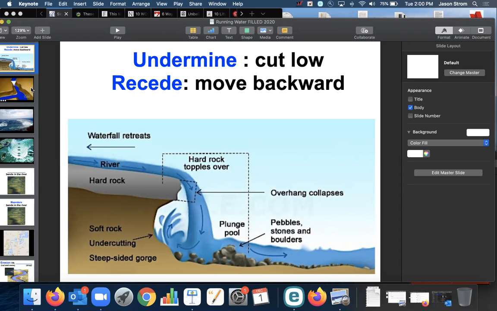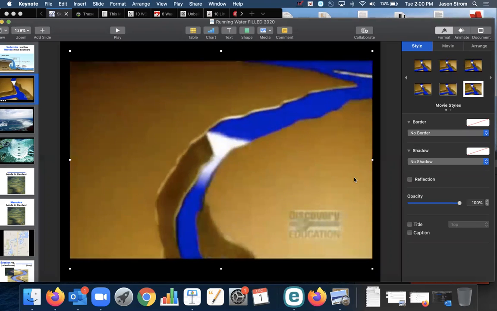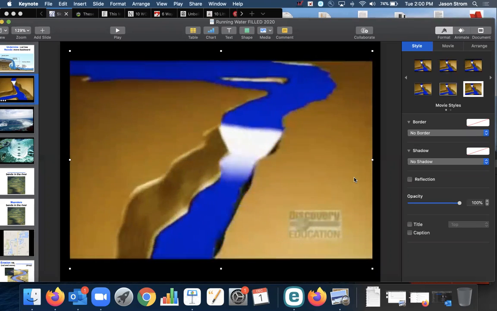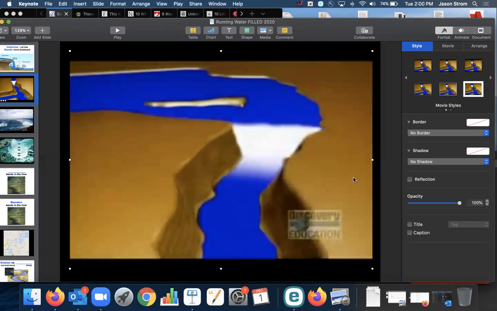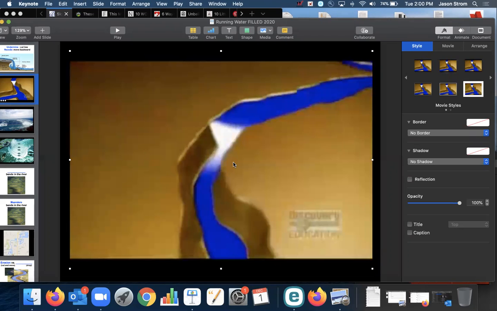So this is an animation. It kind of shows, I guess, the progression of Niagara Falls as it regresses or recedes up the Niagara River. And then this is kind of where it's at now. There's a kind of island in between. We actually have two separate falls.